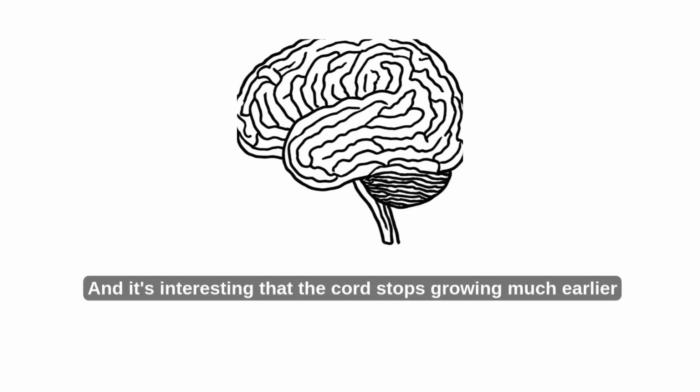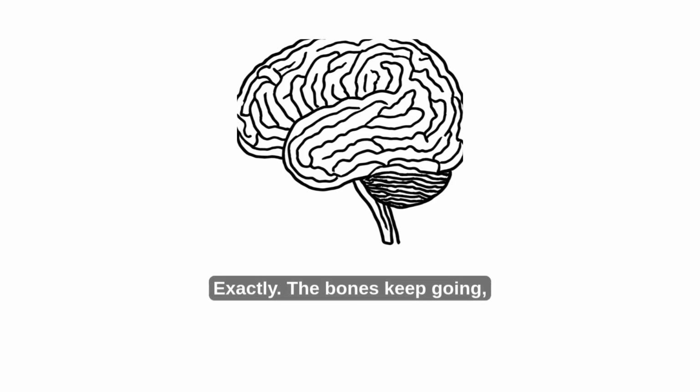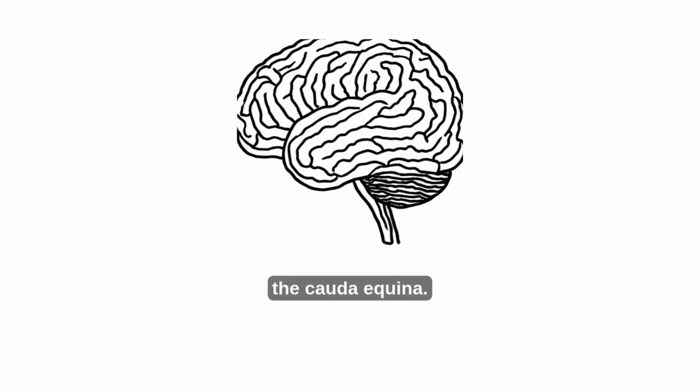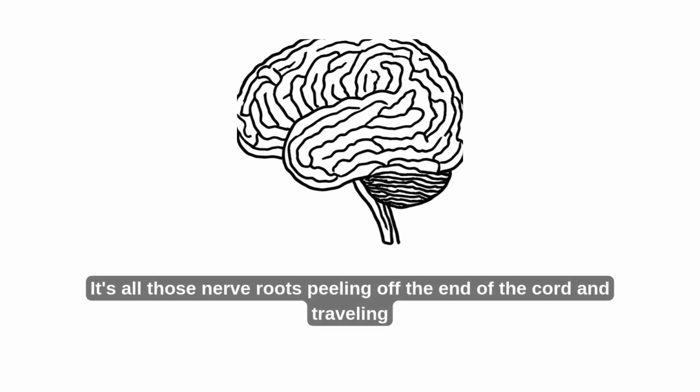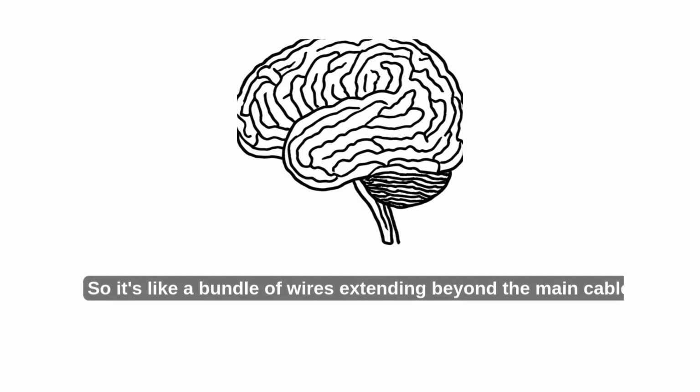And it's interesting that the cord stops growing much earlier than the skeleton, right? Like around age 4? Exactly. The bones keep going, but the cord itself stops lengthening. Which explains why we have that structure below L2, the cauda equina. Looks like a horse's tail. It's all those nerve roots peeling off the end of the cord and traveling down to exit at their specific lower levels, like the sacral and coccygeal segments. So it's like a bundle of wires extending beyond the main cable.